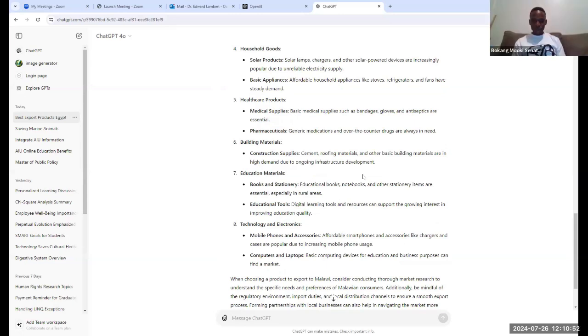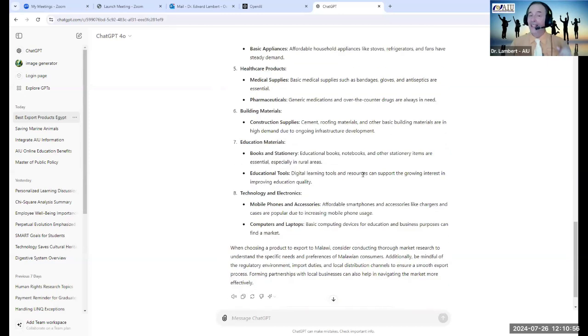Pharmaceuticals and medical supplies. Yes, of course. And books and stationery, educational tools. Yes, that's a big thing. Mobile phones and computer laptops. So yeah, there's products. So ChatGPT kind of knows what some of the market is in Malawi and is giving these recommendations.